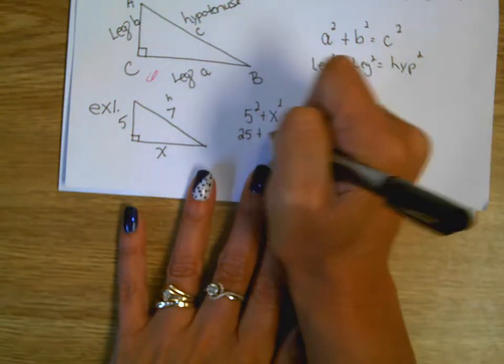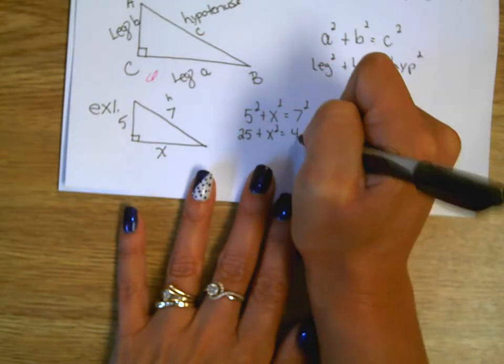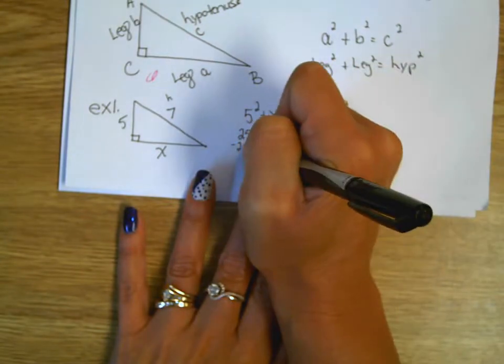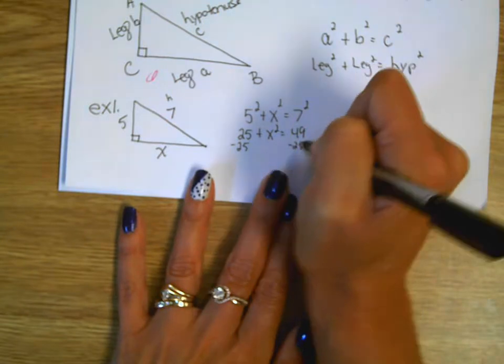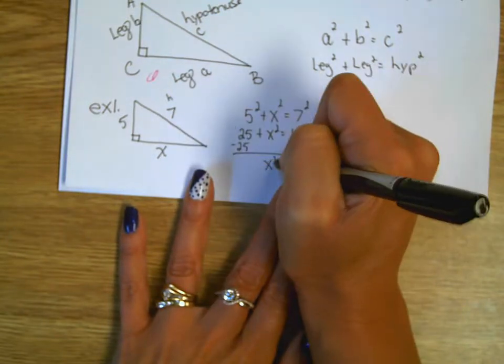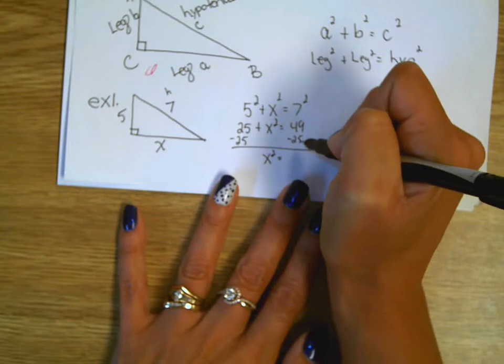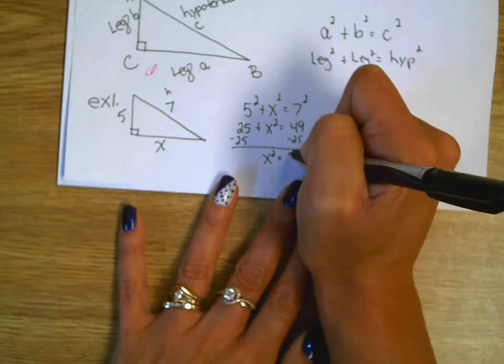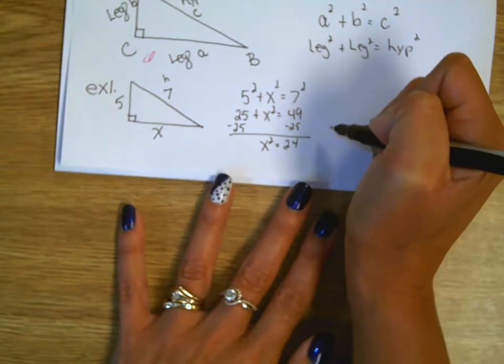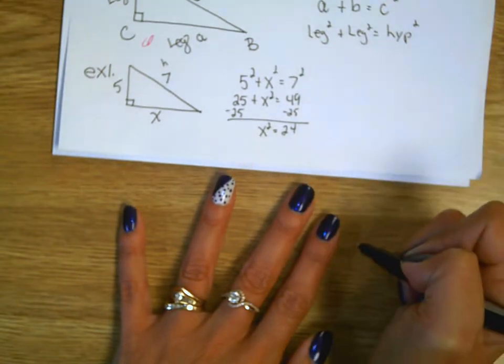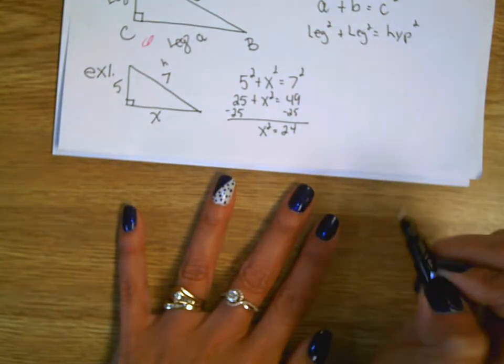25 plus x squared equals 49. Do a little subtract. 49 minus 25 is 24. I got down to x squared equals 24. Now what? Square root.